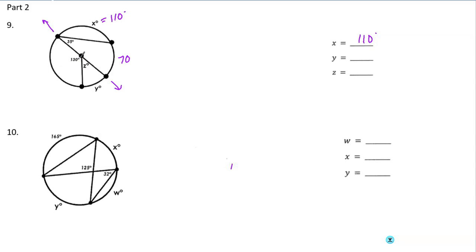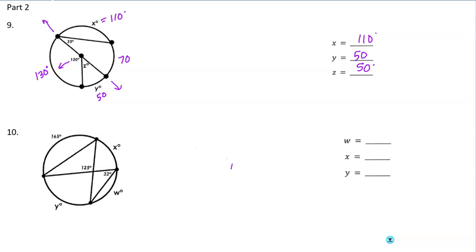This is a central angle because the vertex is on the center. So the arc is 130. And then again, this side has to add up to 180. So y would be 50. And then z is a central angle, so it's equal to the arc. So it's also 50.